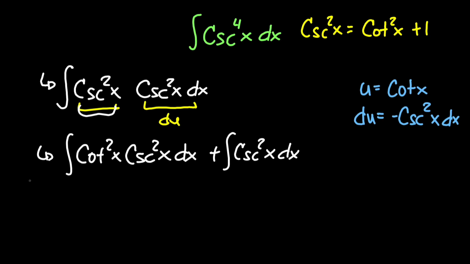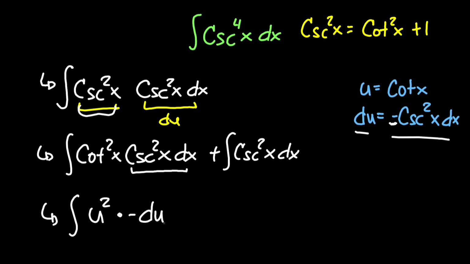And so let us substitute this. So this would be the integral of cotangent of x, which is u. But since this is cotangent squared, this would be u squared multiplied by cosecant squared x dx. It is the same as du. But since this is negative, this would be equal to negative du, plus the integral of cosecant squared x dx, which again is the same as du, but make this negative since what we have here is a negative cosecant squared x.